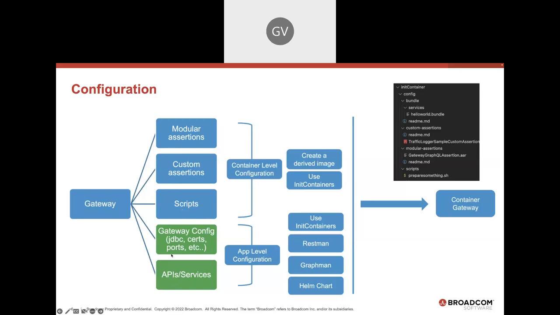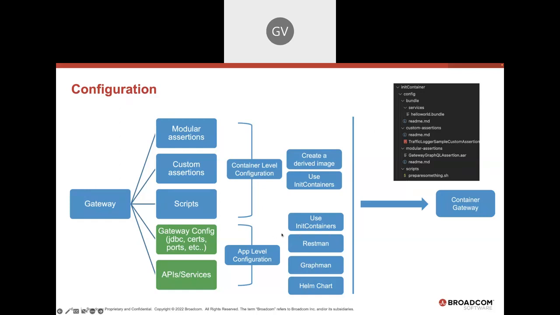The second level of configuration is app level configuration. So that includes things like I mentioned, JDBC connections, trusted certificates, listen ports, etc., as well as APIs and services. There's a couple of ways that you can configure those. You can use init containers as well. There's a section in the configuration for bundles. So you can have multiple folders with different bundles that you want to include. Those are going to get written directly into the Bootstrap folder of the gateway. So you can do that.